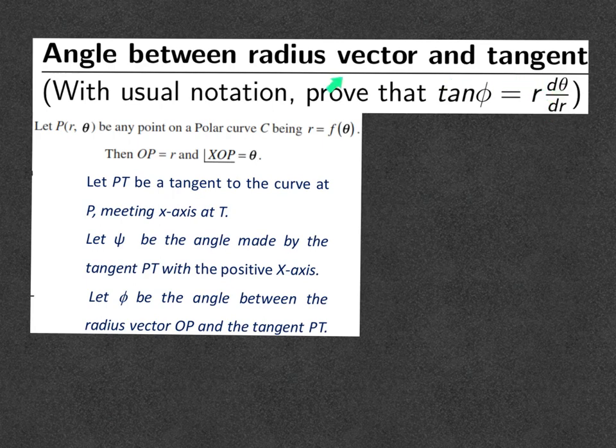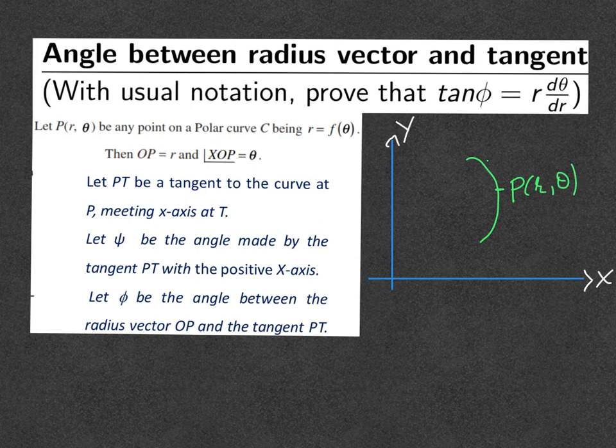To understand this derivation, we have to draw a rough diagram. Draw a curve and let us mark a point P(r, theta), where r is the radius vector. Then you can take this as the radius vector from the origin to the point.